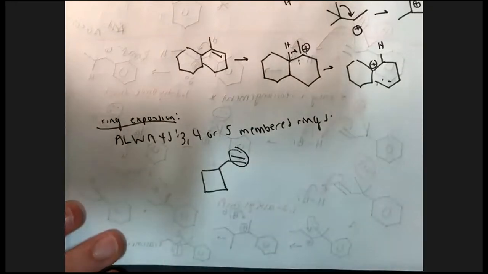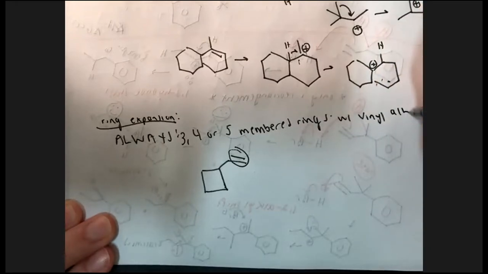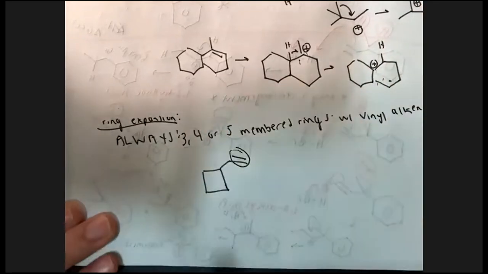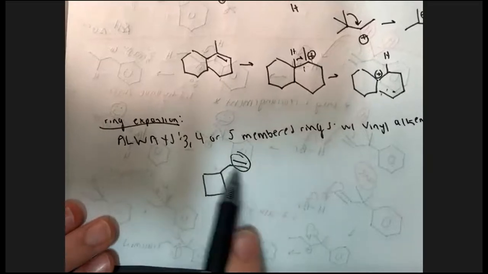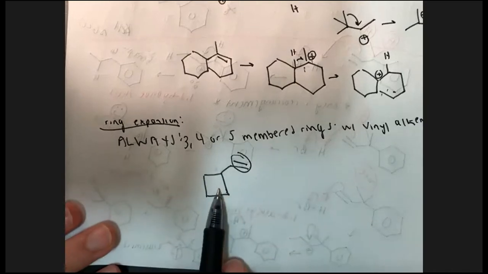Anyway, it's always this kind of 3, 4, or 5 membered ring with some sort of vinyl alkene. So it's always going to be a substituent off of a main ring, and there's always going to be this pi bond present. Always, always, always. That's a big indicator. So why would I go from a 4-membered ring, and clearly the name implies ring expansion, to a 5-membered ring?